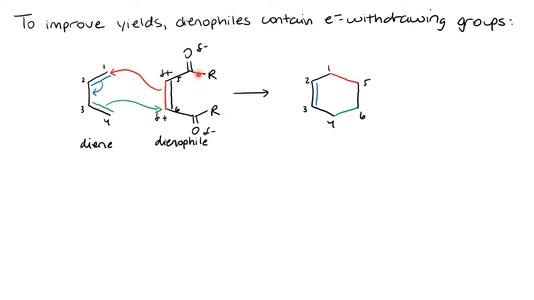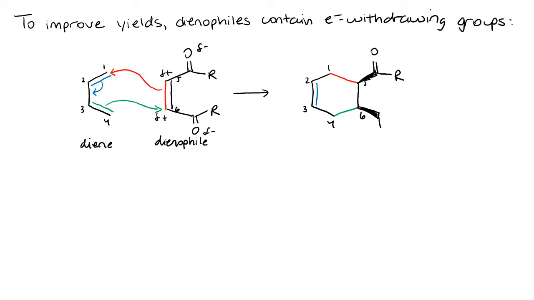Now, as far as our electron withdrawing groups, they're going to still be on carbons 5 and 6. Now, carbon 5 and 6 are sp3 hybridized now. Originally, they were sp2. So we do have a tetrahedral shape around them. Now, we will talk about the stereochemistry in just a little bit, but I'm going to go ahead and indicate the stereochemistry of these electron withdrawing groups by drawing them as both wedges.